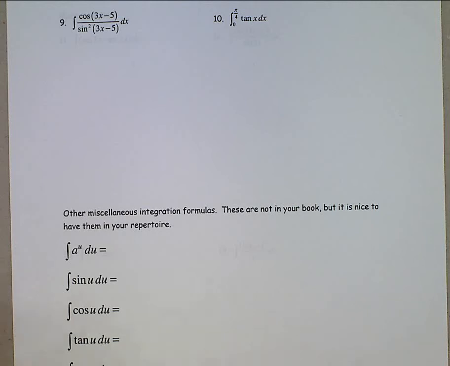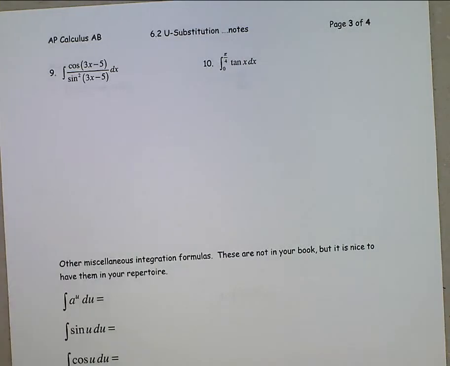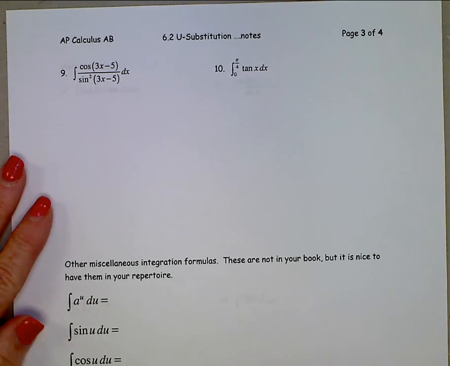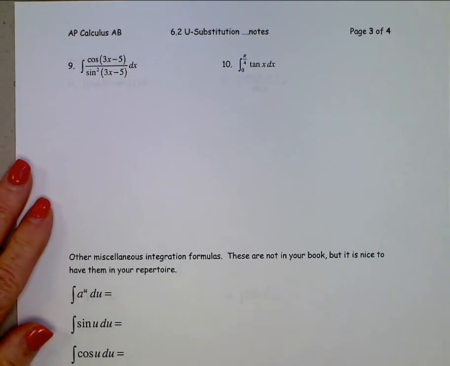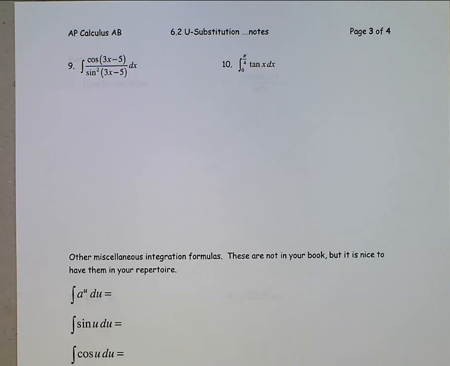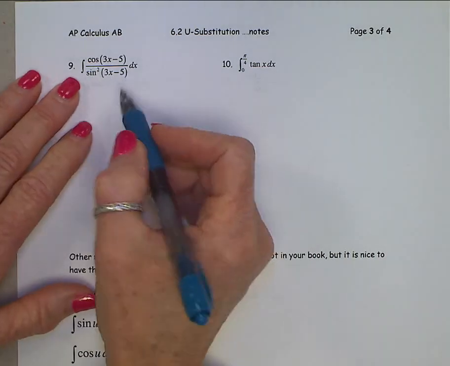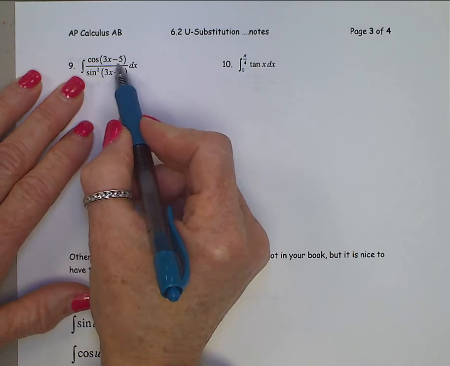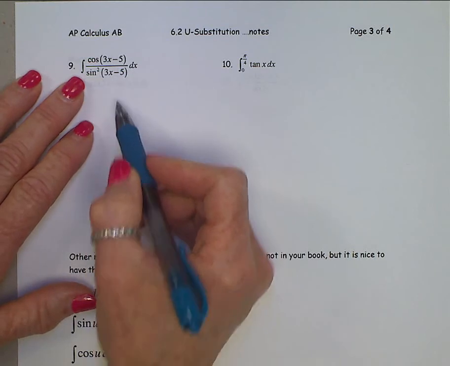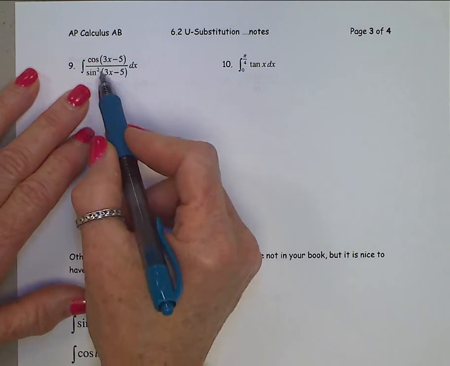Okay, this is AP Calculus, section 6.2, page 3. We are still working on some u-substitution. Let's start right here on number 9. And we see that we have both a quantity inside of a cosine function and a sine function, and we also have something raised to a power.